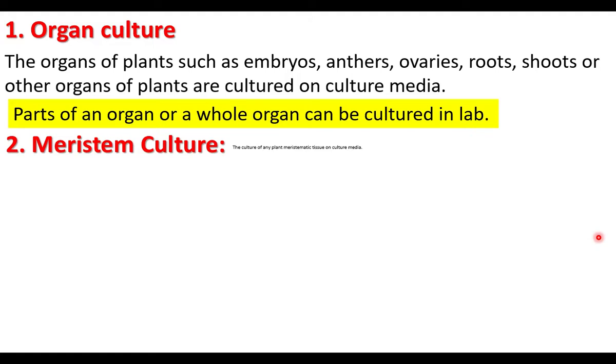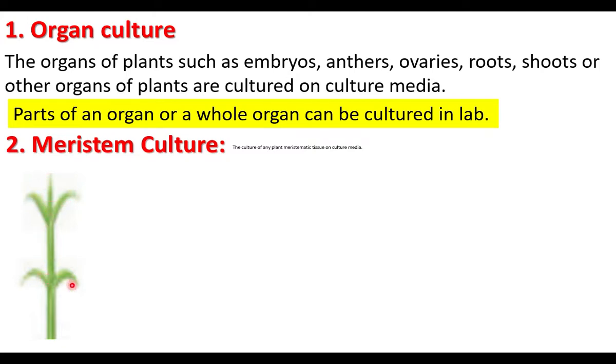Meristem culture, meristematic tissue is used as explant, that is cultured in a culture medium. What are meristems? Meristematic tissue is made up of young cells. They divide continuously and produce new cells. The tip of the plant has apical meristem. Here apical meristem is there.